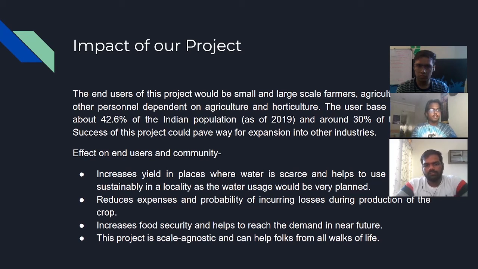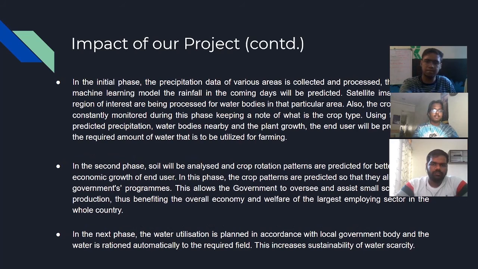So as Kavin has talked about, the growing food demand and the growing consumer class across the world, food security is going to be a major problem in the future, and our product aims to solve that. So this project is also scale agnostic, and it can help people from all walks of life. So it's something that benefits all, is what we are trying to say. So some other impacts, Kavin, you can continue.